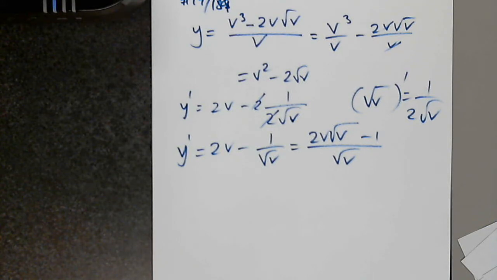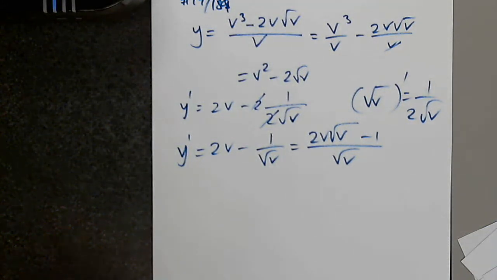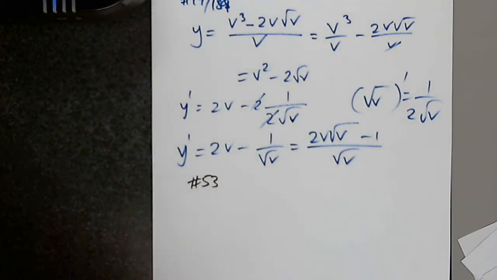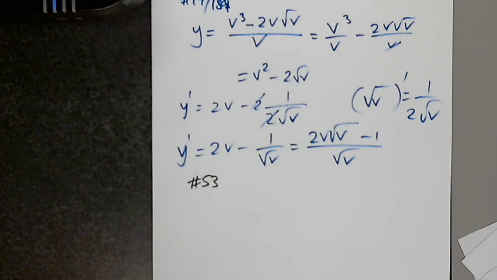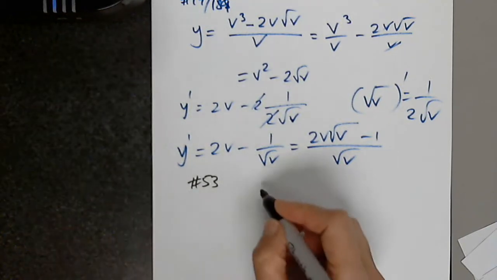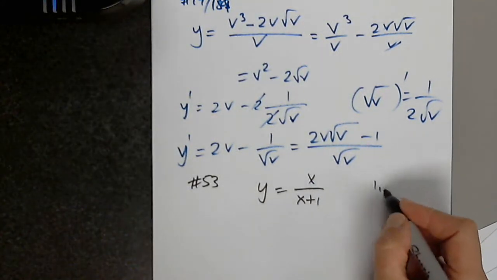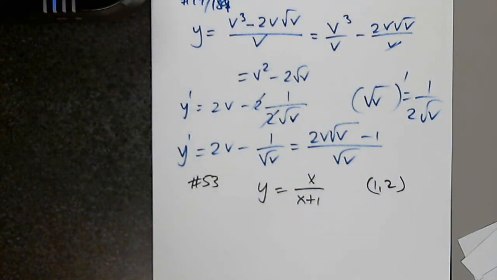Anything else? Yes? Next page, number 53. I think we did this last time, so I still have it. On page 190. How many tangent lines to the curve y equals x over x plus 1 pass through the point 1, 2? At which points do these tangent lines touch the curve? So how many tangent lines to the curve pass through the point 1, 2?